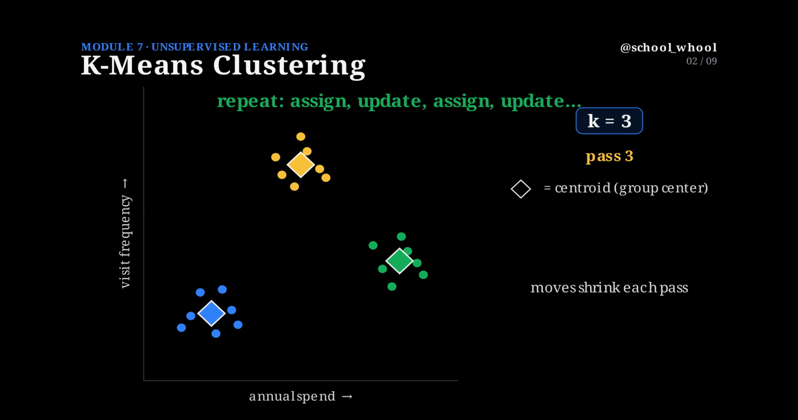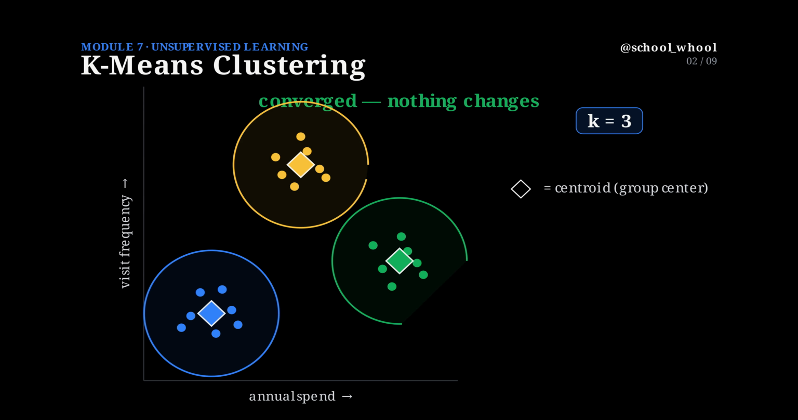Assign, update, assign, update. With every pass the groups get cleaner. Eventually nothing changes. The centroids stop moving, and no point wants to switch groups. We say the algorithm has converged. And there they are, 3 tidy clusters, discovered from nothing but the data.